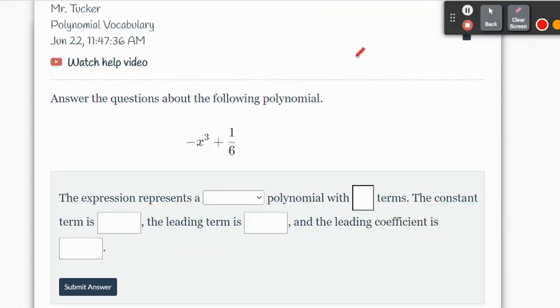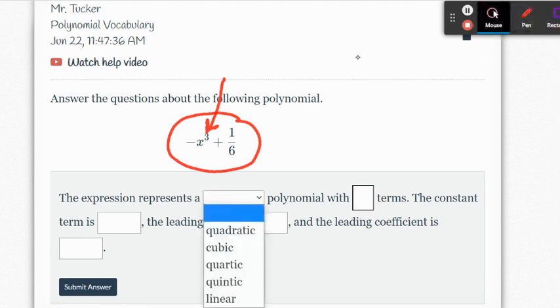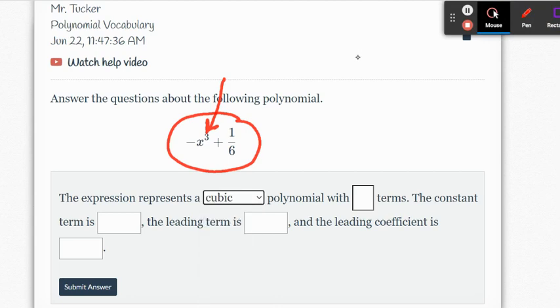So let's continue our vocabulary practice on this problem. This time, we only have 2 terms. This is a polynomial of degree. Highest power here is 3. So this is, click this drop down here to find out that we have a cubic. That's what a degree 3 is called.